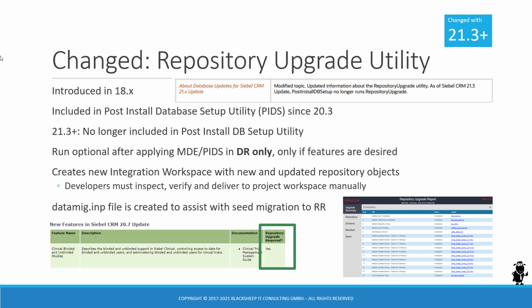So the MDE, the Modular Deployment Engine, which updates your environment to 21.3, includes the post-install database setup utility. You can opt out of that and run it manually. But after you have run the two, MDE and PIDs, which is mandatory, then in a DR environment, you can, if desired, run the repository upgrade utility manually. And this is now documented in the installation guide and upgrade guide, how to actually do that.